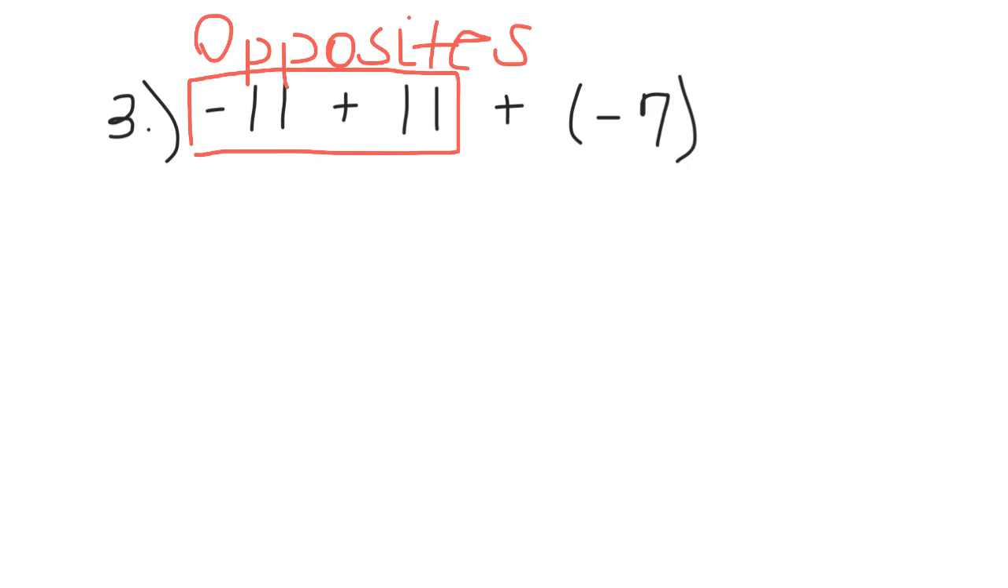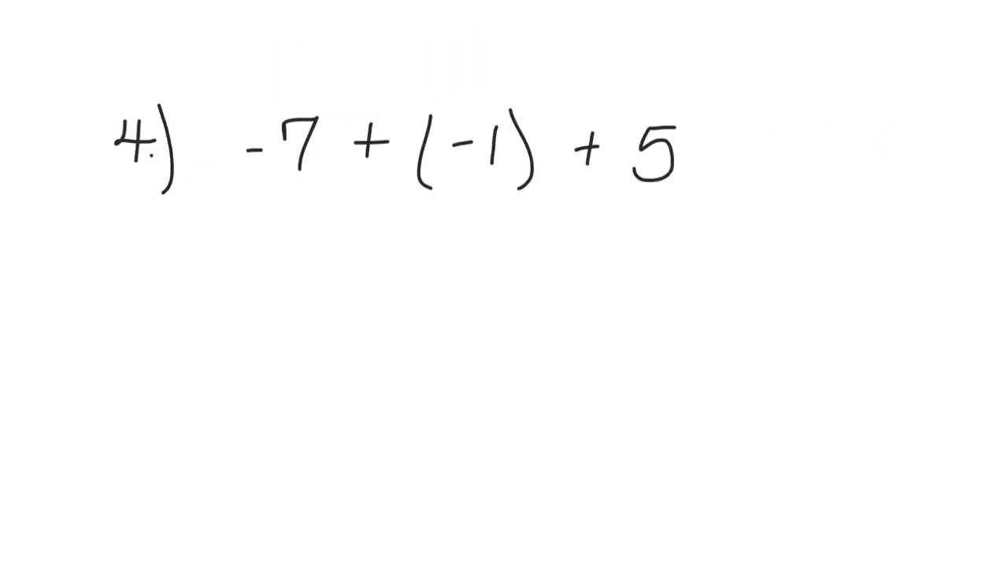Or if you follow the sign rules, different signs subtract. 11 minus 11 is 0. So those opposites, they cancel. And my answer here is just negative 7. That's all I have left. There's nothing else to add or subtract it with because my opposites have canceled. So while I do typically group, those opposites were an easy thing for me to just cancel and then continue working. Here's example 4, negative 7 minus 1 plus 5.